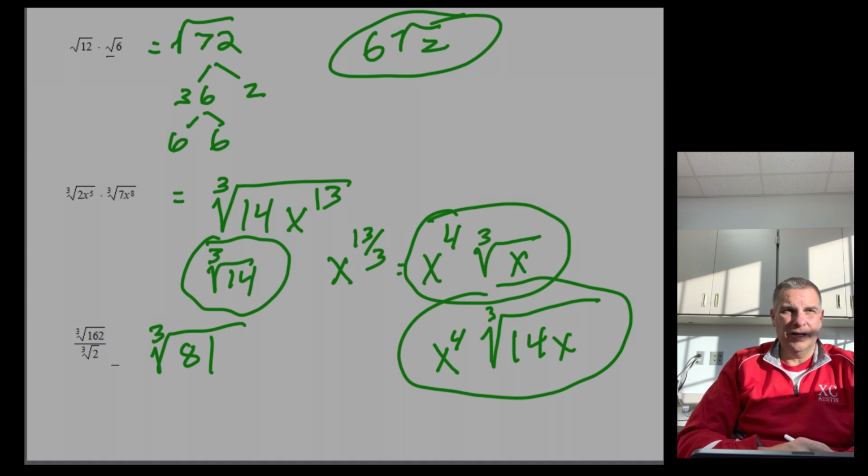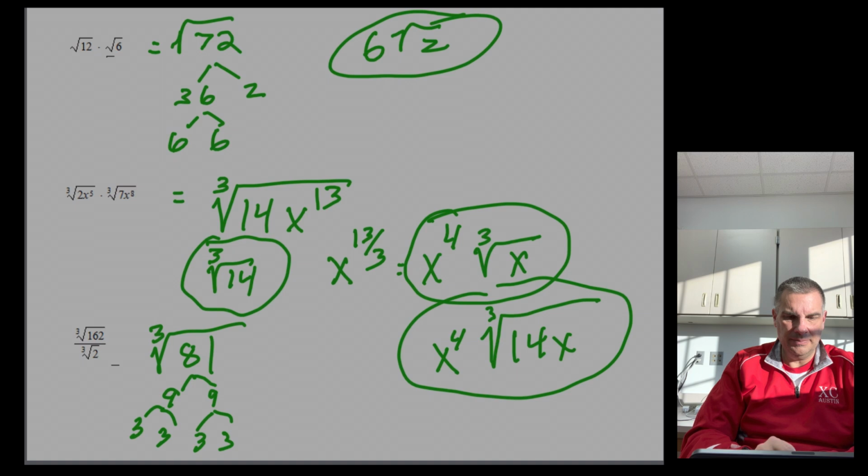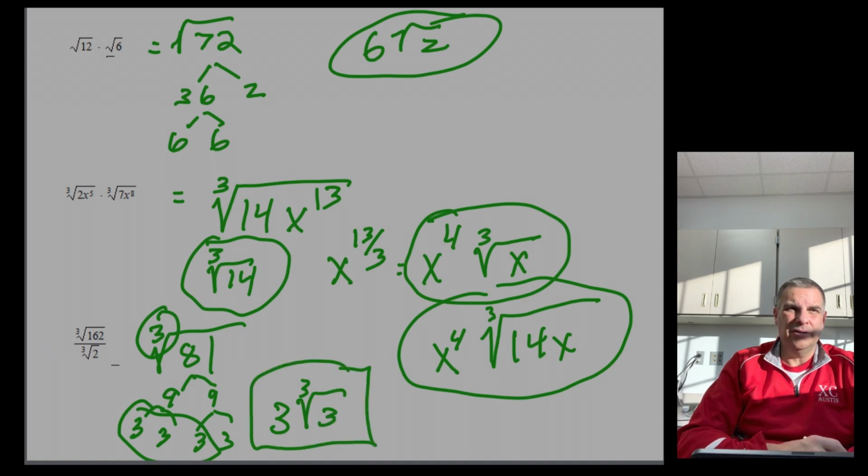And now we just need to break down the cubed root of 81, which we've done, I think. It's 9 times 9, 3 times 3, 3 times 3. We're looking for cubed roots. So we've got one set, and then we've got one underneath. So that's 3 times the cubed root of 3. A couple more pages.